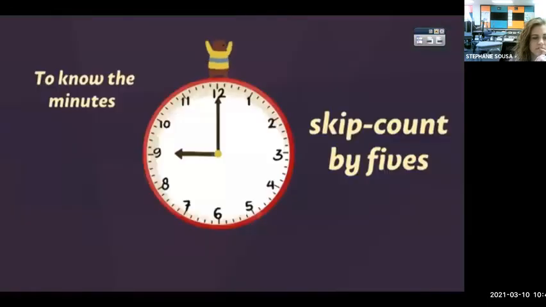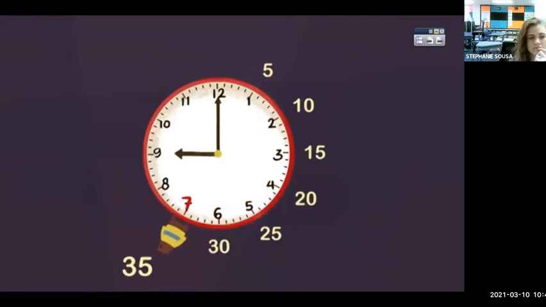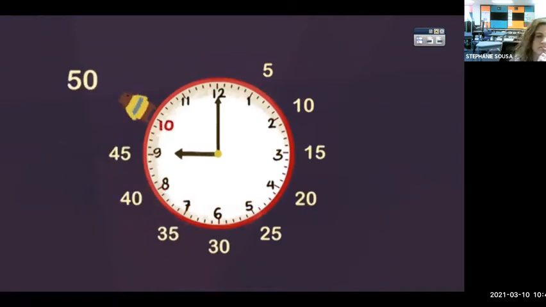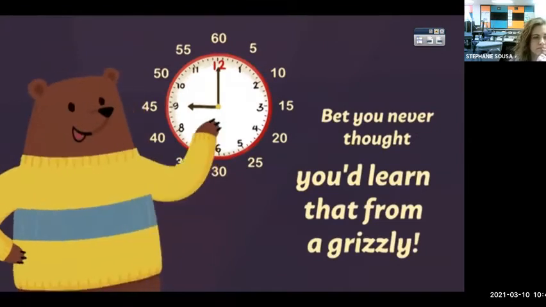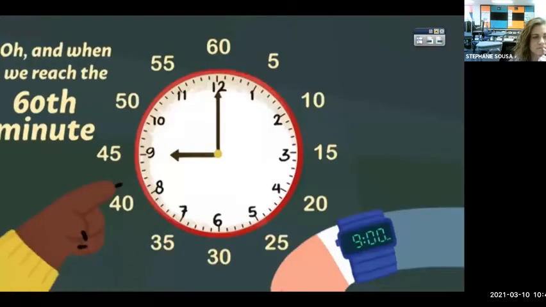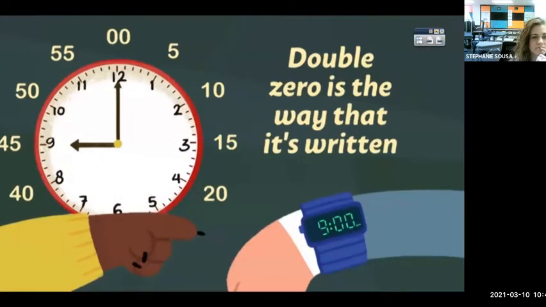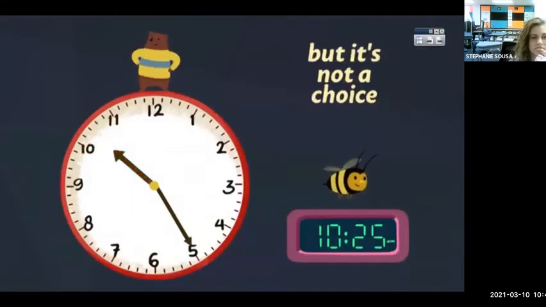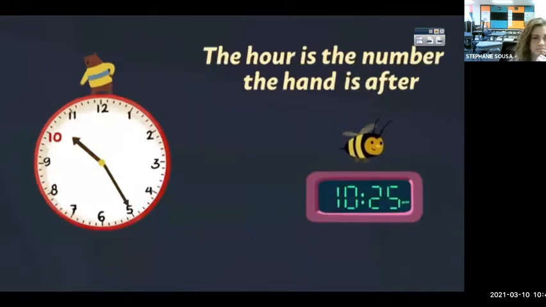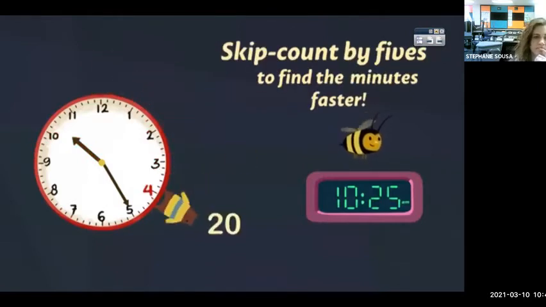To know the minutes, skip count by 5. 5, 10, 15, 20, 25, 30, 35, 40, 45, 50, 55, 60. Bet you never thought you'd learn that from a grizzly. Oh, and when we reach the 60th minute, 00 is the way that it's written. Sometimes the hour hand points between 2 numbers, but it's not a choice. The hour is the number the hand is after. Skip count by 5s to find the minutes faster.